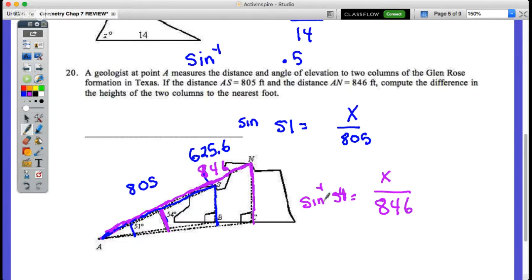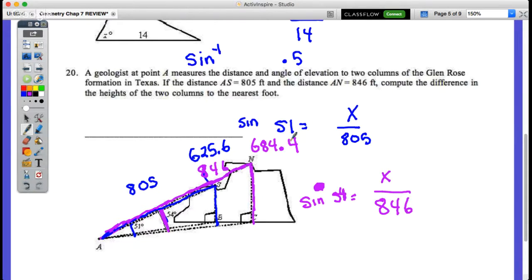Why is it the inverse? Oh no, it's not inverse, sorry. 54 sine times 846 is 684.4283. He wants the difference of the two heights.